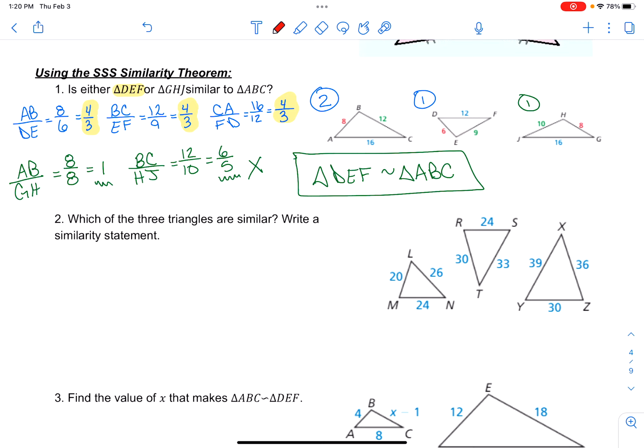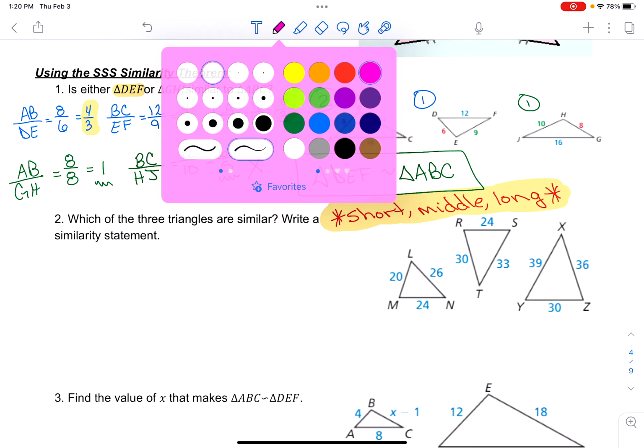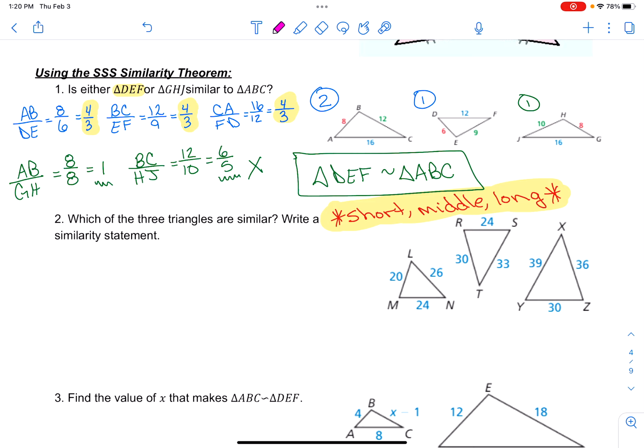So a thing to take note of when you're making your proportions to see if your sides are proportional and have the same ratios, you need to line them up with the short sides together, the middle sides together, and the long sides together. So when making your proportion statements from one triangle to another, the short sides go together, long sides go together, middle sides go together.